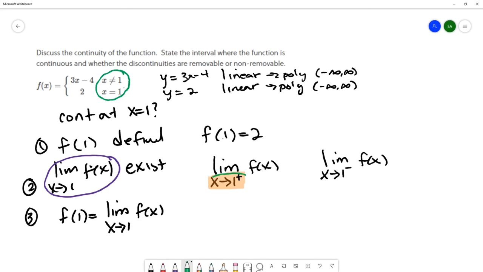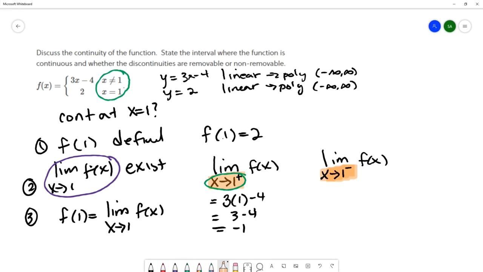So this is telling me that x is going to be more than 1. More than 1 is not equal to 1. So I'm going to use the first equation to answer this limit. It's going to be 3 times 1 minus 4. That's 3 minus 4, which is negative 1. So I got the limit from below being negative 1. I'm sorry, that's the limit from above. Then I'm going to find the limit from below.